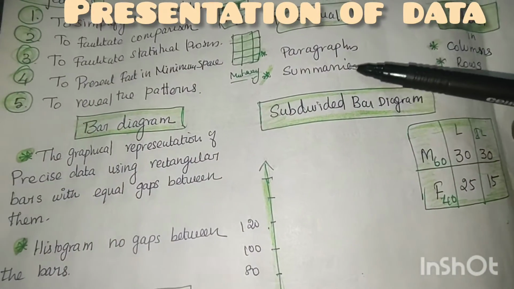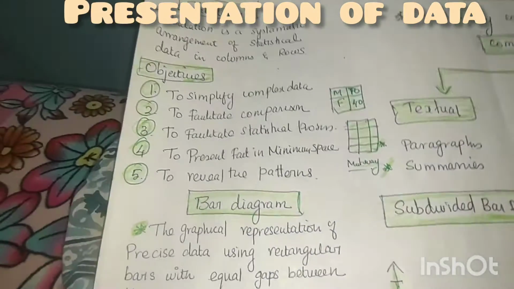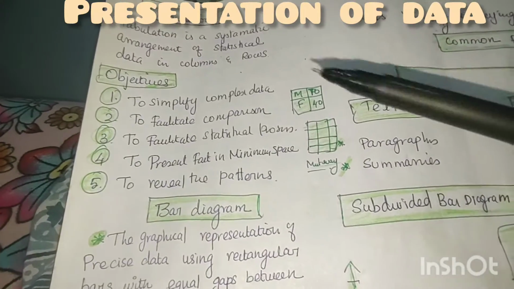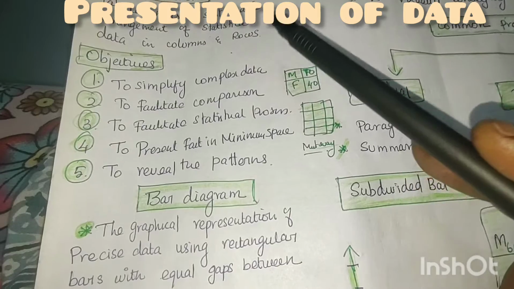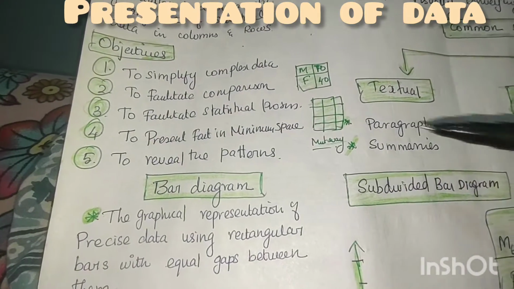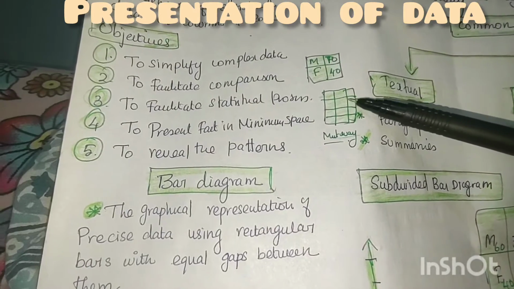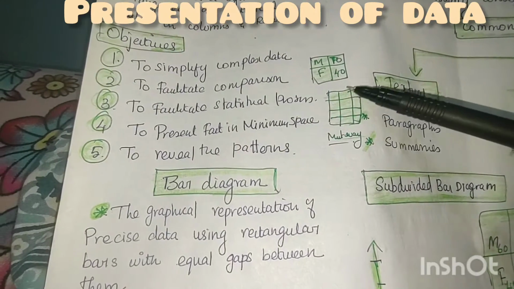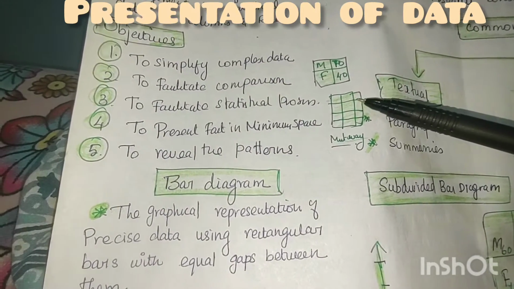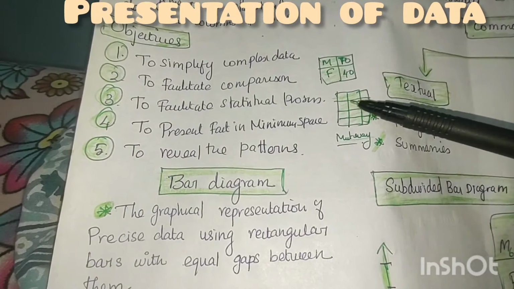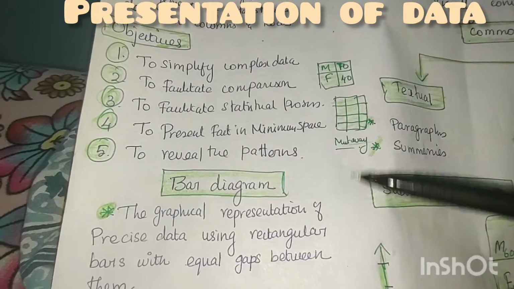First we will see what is called the textual. Textual is nothing but paragraphs and summaries. What is called the tabular? Tabulation is a systematic arrangement of the statistical data in columns and rows. So there may be a simple column or many columns, and rows will be there. For example, this is a serial number, this is a heartbeat, this is the measurements. So we can write it in a different form.